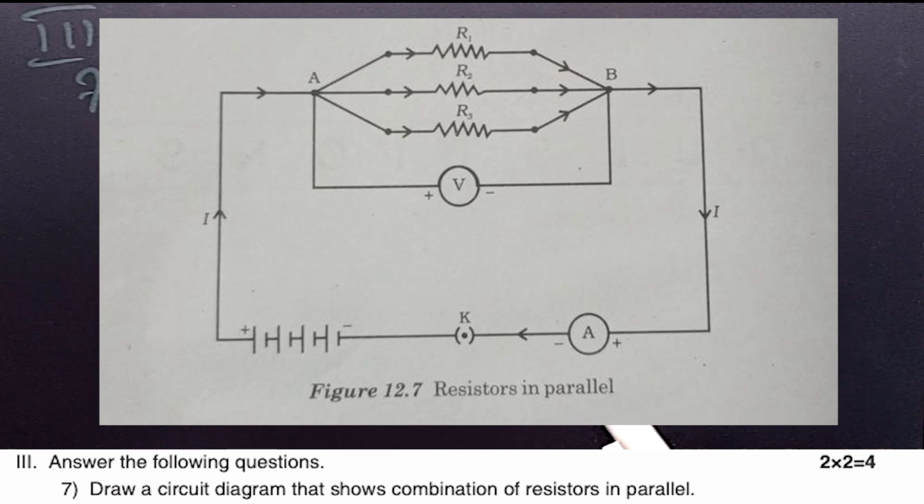Name them as R1, R2, R3. Voltmeter should always be connected in parallel across the resistors, and an ammeter should be connected in series. This is a battery. Plug key is closed and the arrow mark ensures the flow of current through the circuit. A circuit diagram without the arrow mark has no value. Keep it in mind. You may lose marks if you forget to show the direction of flow of conventional current.